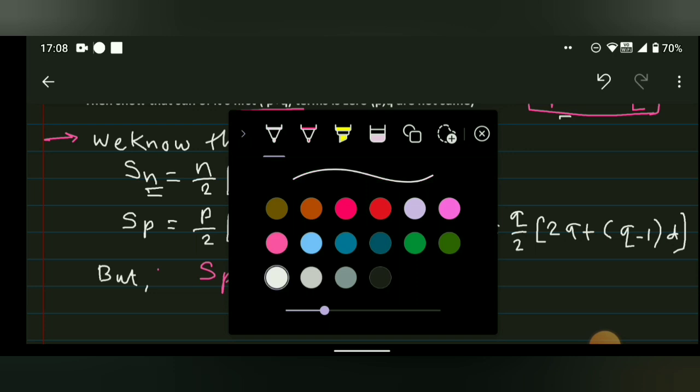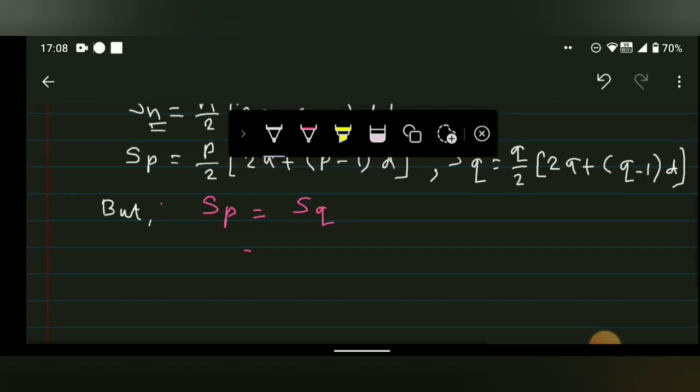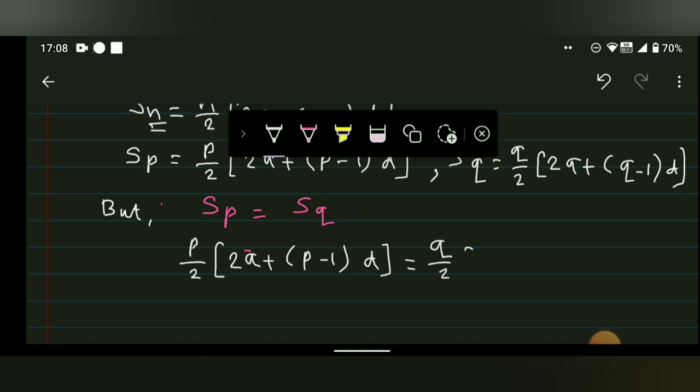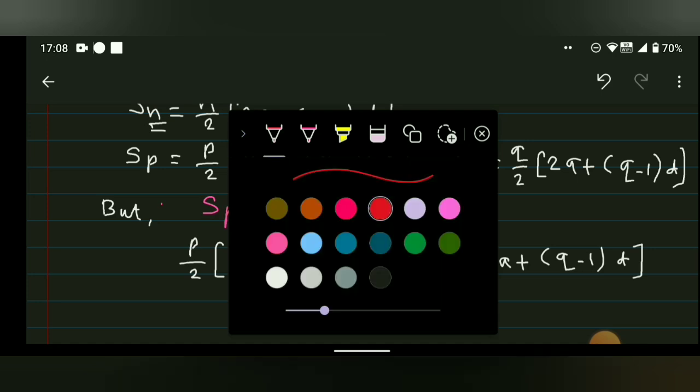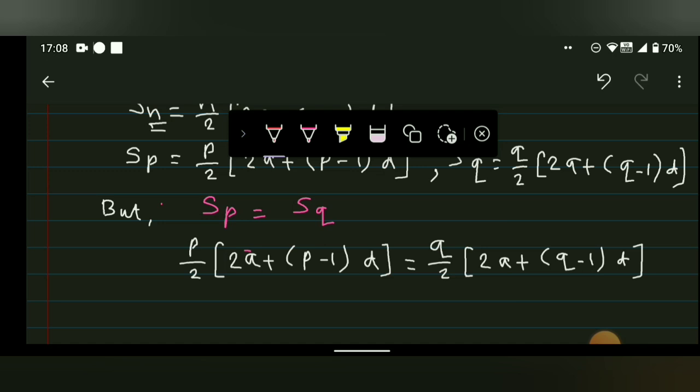Now with the help of this information we can replace Sp and Sq by the above formulas. So one can replace Sp by p upon 2 into bracket 2a plus (p minus 1) into d. This is equal to q divided by 2 into bracket 2a plus (q minus 1) into d, bracket close. Now we have an equality, and by using it we can proceed further.